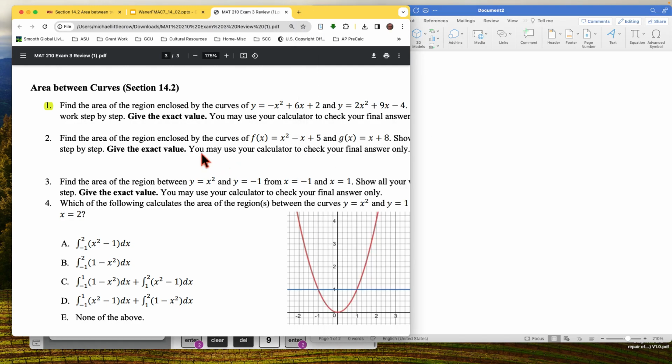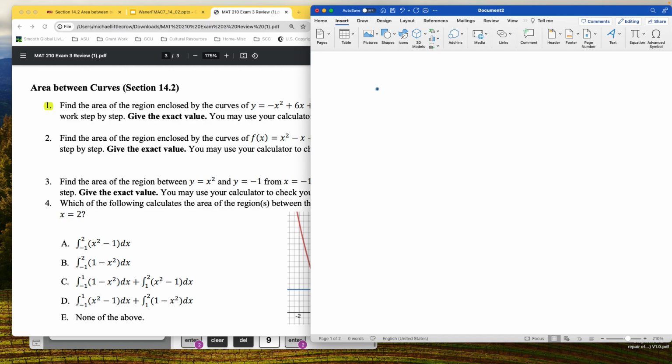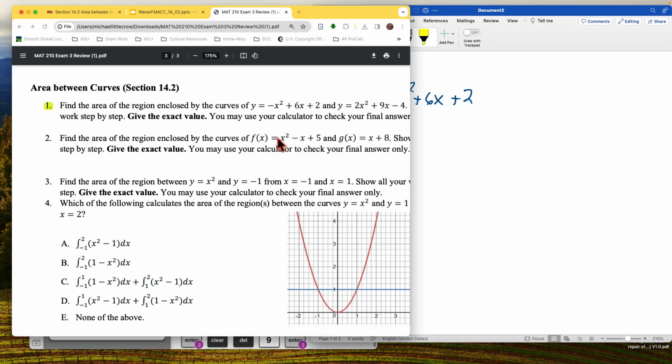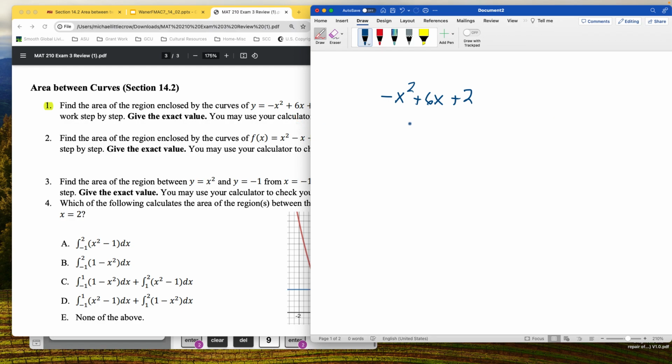Okay, so find the area of the region enclosed by these two curves: negative x squared plus 6x plus 2, and 2x squared plus 9x, plus 4 or minus 4? Minus 4. That's where I was messing up so badly, my pluses and minuses.